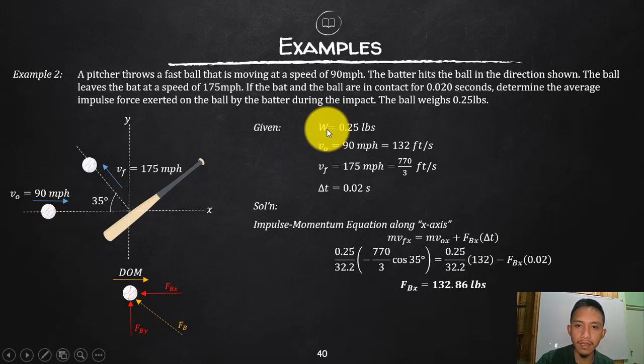So that's the case. We have the weight to be 0.25 pounds and your initial velocity of the ball to be 90 miles per hour. Converting that to feet per second is 132 exactly.